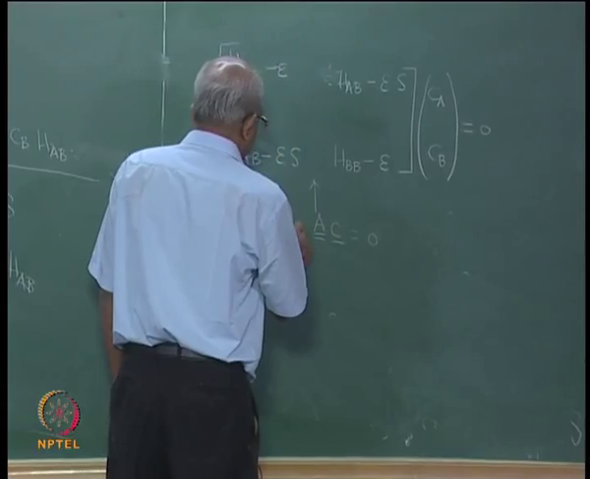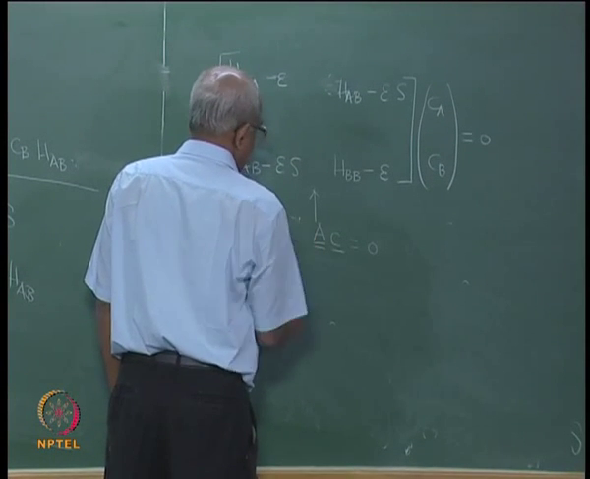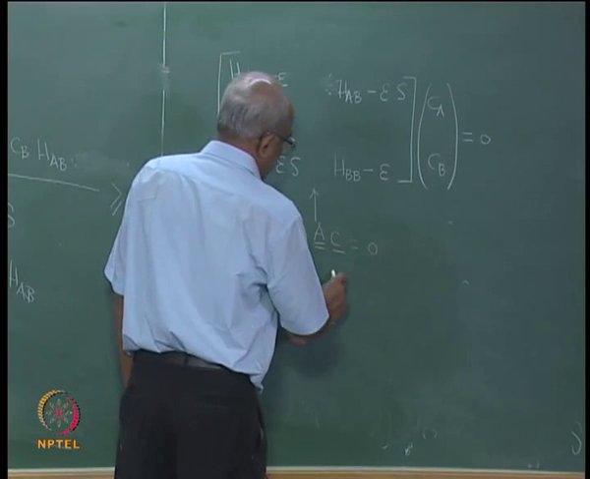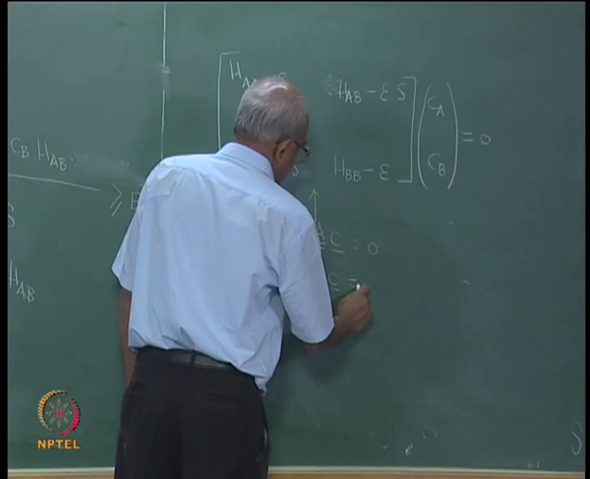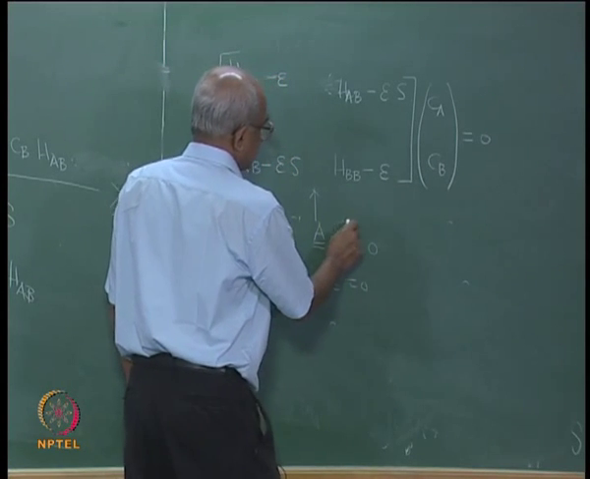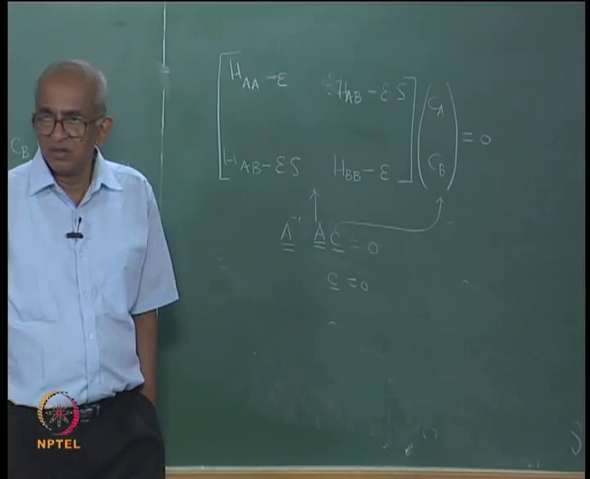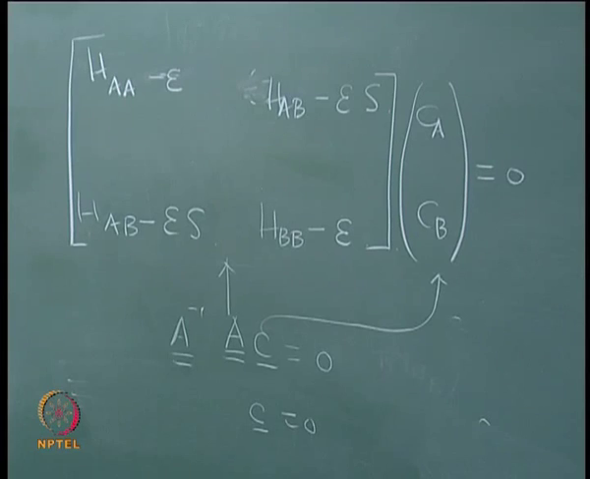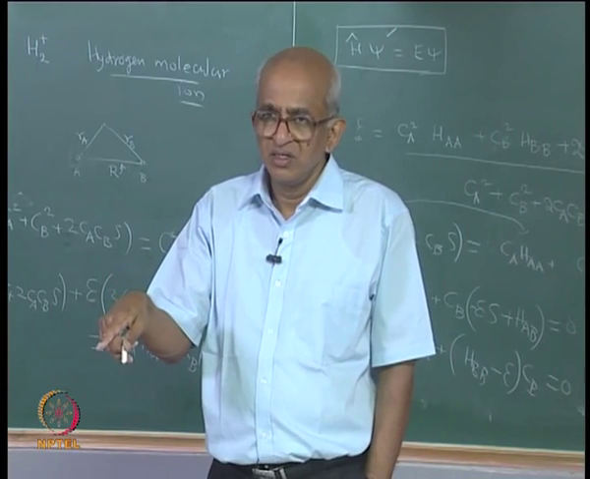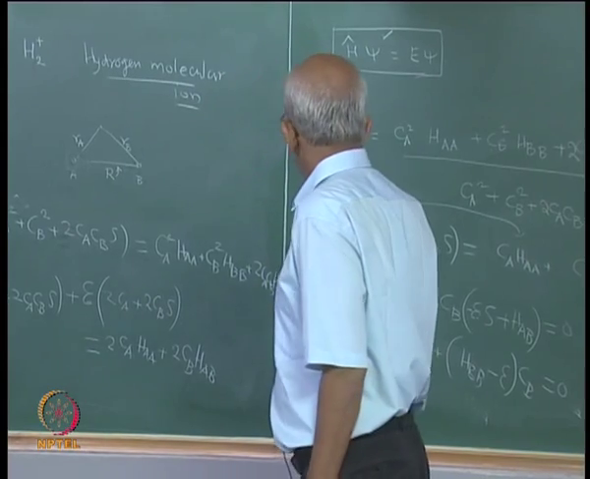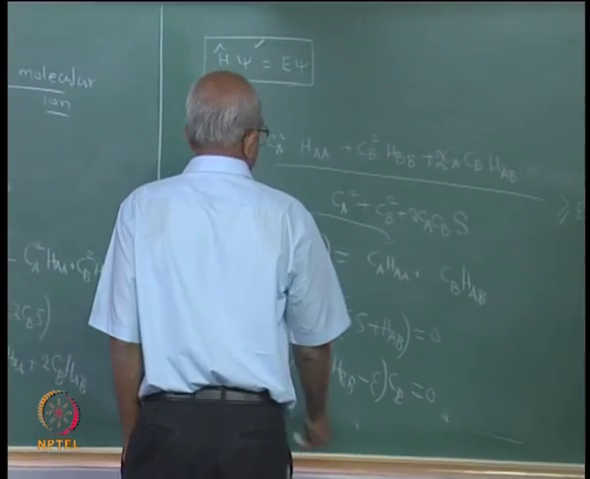You will multiply this by A inverse from both the sides, and then what will you find? You will find C is equal to 0, but what is C? C is nothing but CA and CB, right. So therefore, what will happen? If you say C is equal to 0, that actually means CA is 0 as well as CB is equal to 0, and your trial function, what is the trial function?